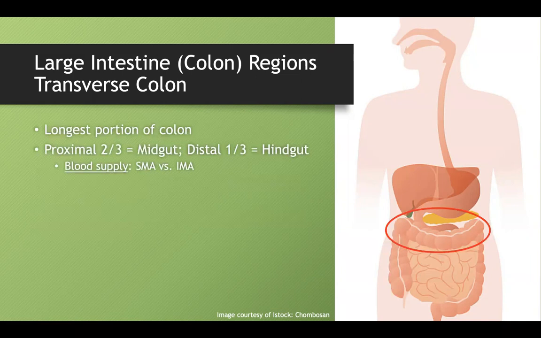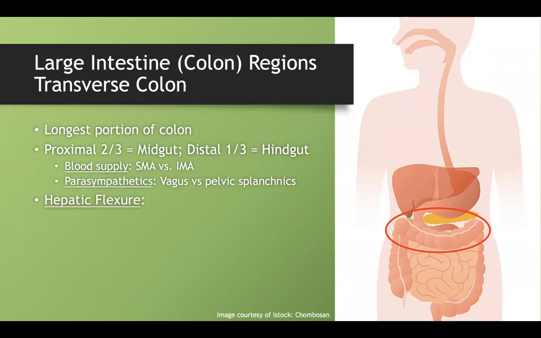And what that means is that your more proximal 2/3 of your transverse colon is going to have a different blood supply and a different nerve supply than the distal 1/3 of your transverse colon, because embryologically they arose from different regions. So here you go. In the blood supply, we have our SMA, our superior mesenteric artery, for our proximal 2/3, and our inferior mesenteric artery for the distal 1/3. And for our parasympathetics, we have our vagus nerve for the proximal 2/3, and you have pelvic splanchnic nerves that supply the distal 1/3.